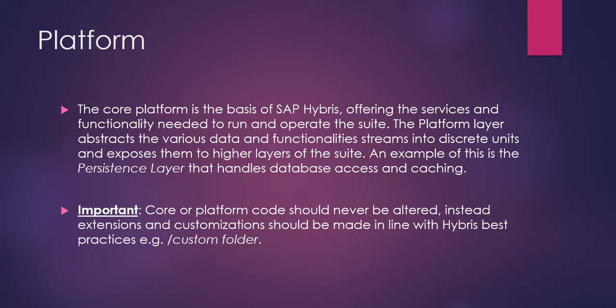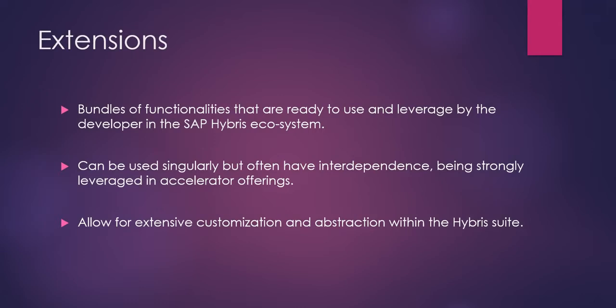The next element, as discussed in the platform section, is that of extensions. These are bundles of functionality that are ready to use and leveraged by the developer in the SAP Hybris ecosystem. They can be used singularly but often have interdependence, being strongly leveraged in accelerator offerings. Extensions allow for extensive customization and abstraction within the Hybris suite. The Hybris core code is not altered. This makes migration between Hybris versions much simpler.